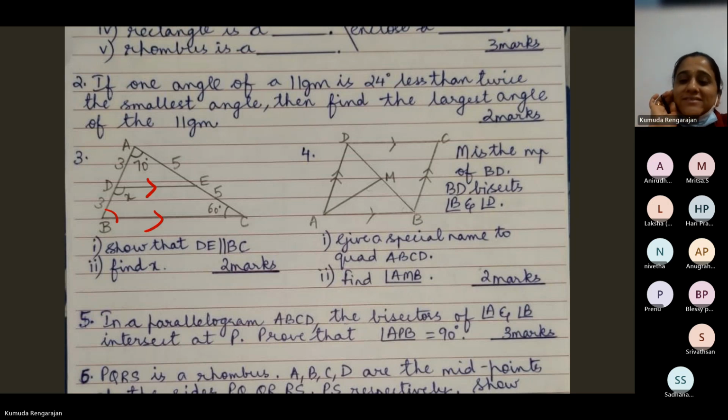Parallelogram. Ma'am, parallelogram. Okay. ABCD, you can see it is marked, opposite sides are parallel, right? So it's a parallelogram. In the parallelogram, diagonal BD bisects the corner angles. So it's a rhombus, right? That only I said.